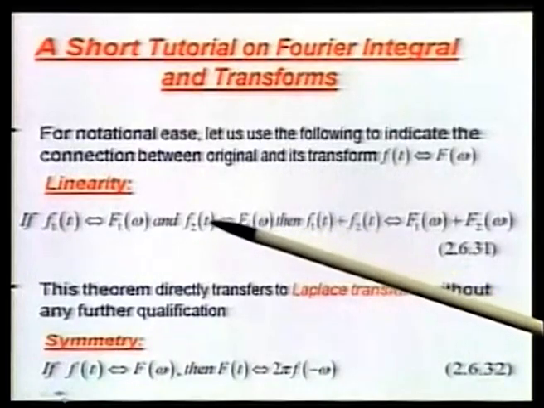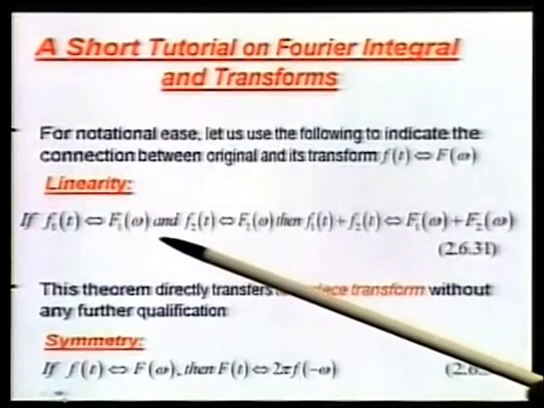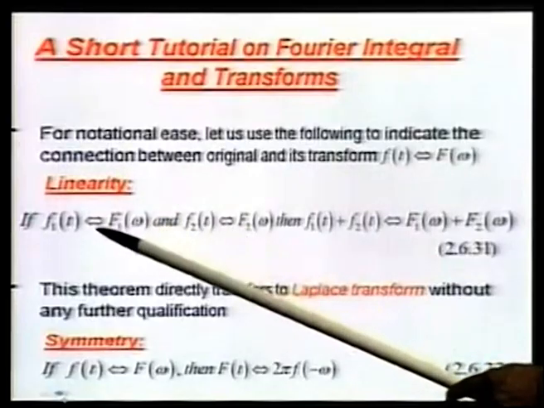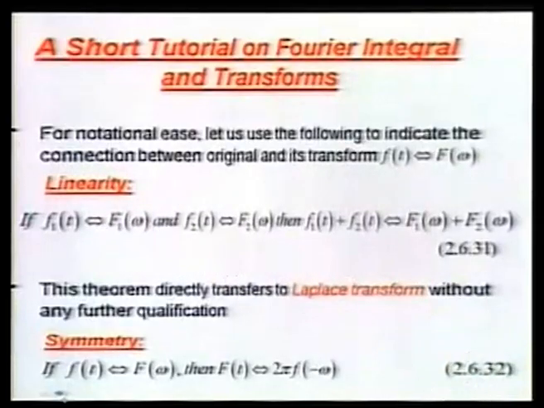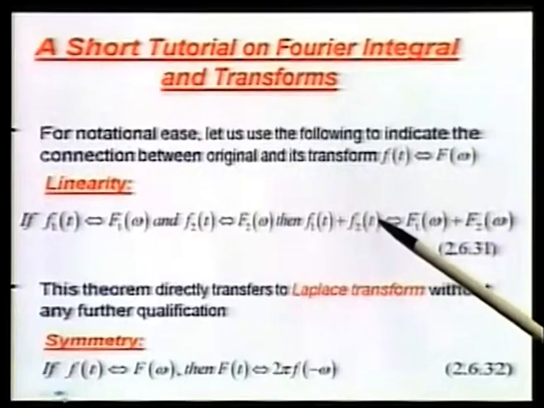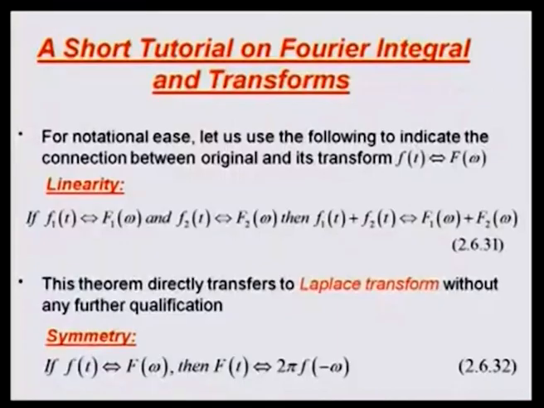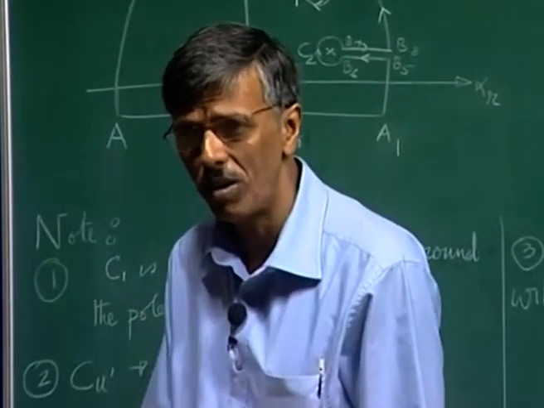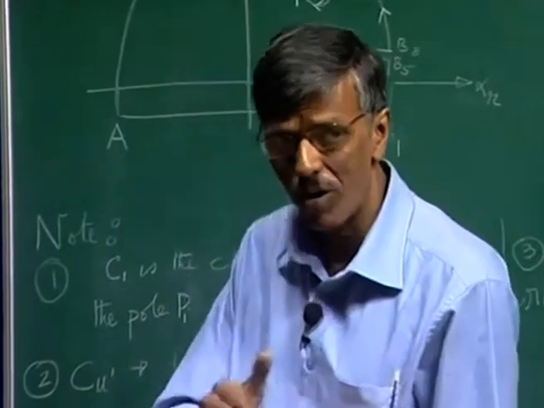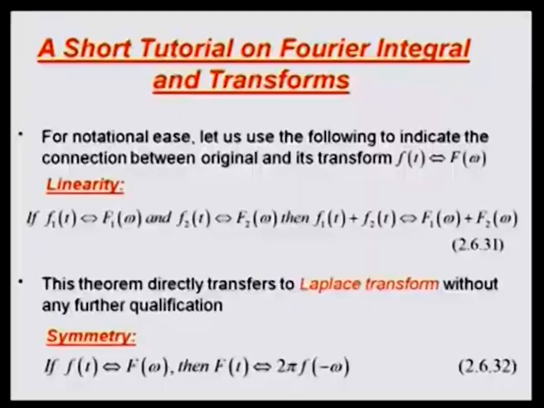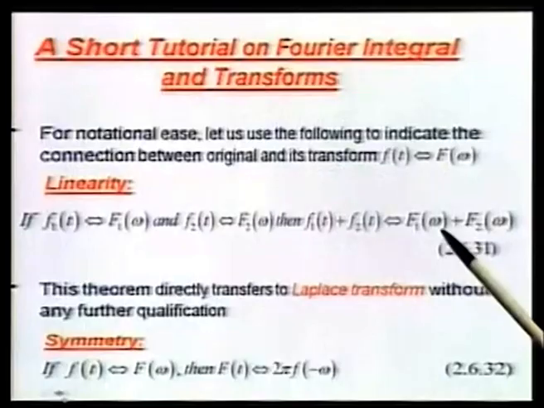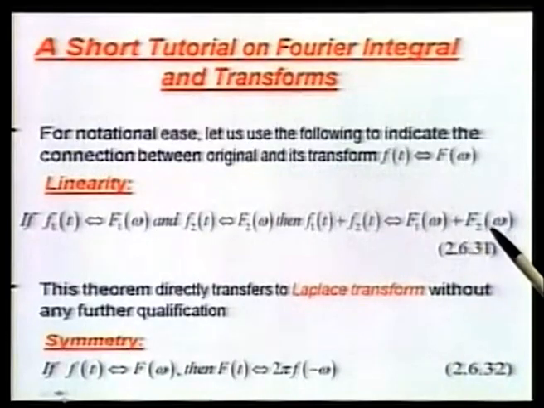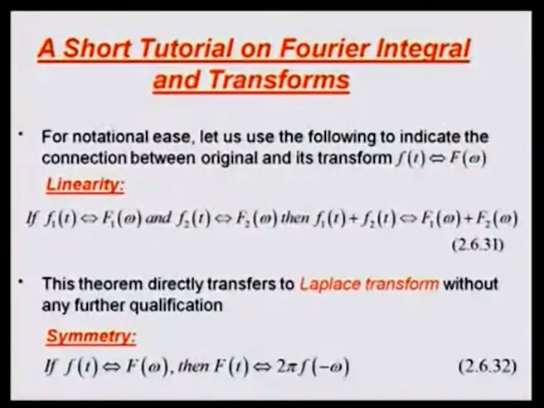We talked about then two such functions f1 and f2, which have their respective transform pairs, and we showed the linearity property holds, because Fourier transform operation itself is a linear operation. It does not matter whether f of t is governed by nonlinearity or not. The transform is a linear operation, right. And this Fourier transform property directly transforms to Laplace transform.